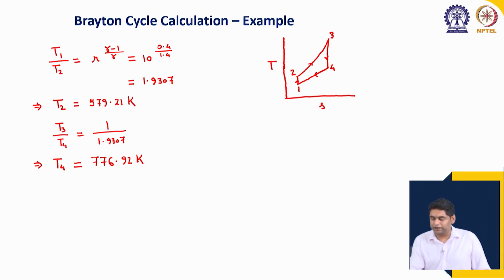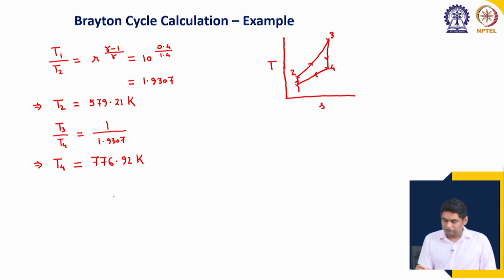So, we have found the temperature at all the 4 states. T 1 equal to 300 Kelvin, T 2 equal to 579.21 Kelvin, T 3 equal to 1500 Kelvin, and T 4 is equal to 776.92 Kelvin. Very important point that we should remember here, although it is very basic, is that remember to use the values in Kelvin when you are doing these calculations. T 1 by T 2 is equal to P 1 by P 2 to the power gamma minus 1 by gamma, all these ideal gas calculations. Do the calculation in terms of temperature expressed in kelvins, okay, otherwise the results will be incorrect.